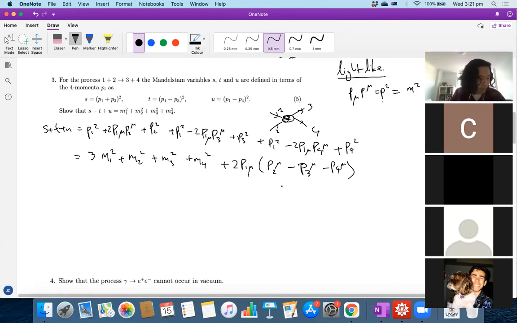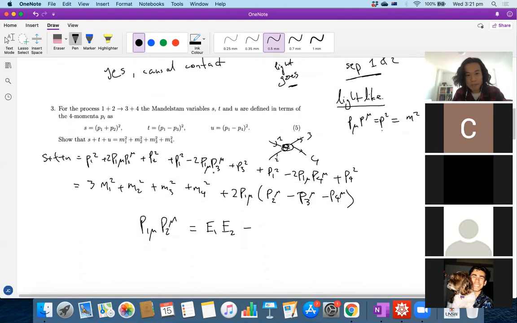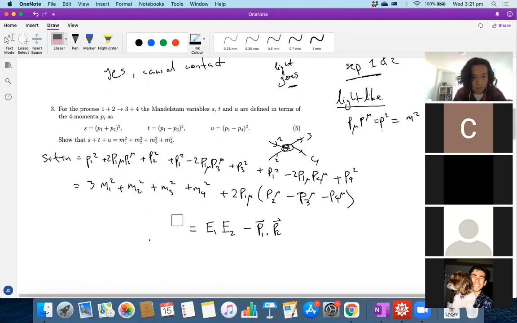Okay. So you're going to have to either expand out these inner products individually, in which case I'll just do one for example. If you have P1 mu inner product with P2 mu, then what you get is the energy of 1 times the energy of 2, minus the spatial part, which gets a minus because we're still sticking with this signature, minus the 3-vector P1 multiplied by the 3-vector P2. And this is the same for all the other ones. Okay, so I'm just going to rub this out.